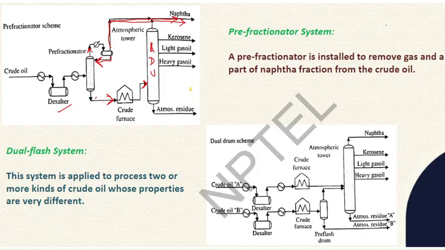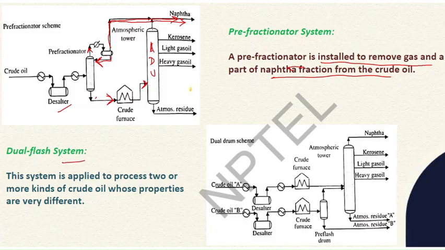So basically it is shown here a pre-fractionator is installed to remove gases and a part of naphtha fraction from the crude oil. As we can see, a part of the naphtha fraction is removed, and these gases are also removed. Now coming to the dual flash system.